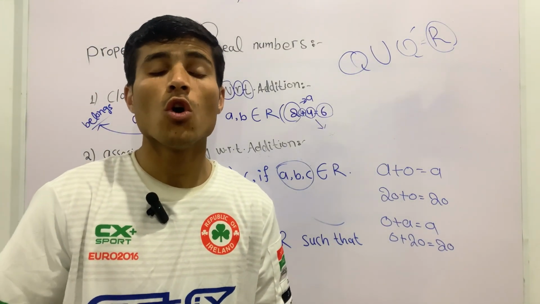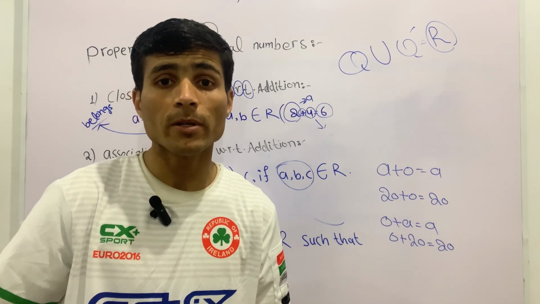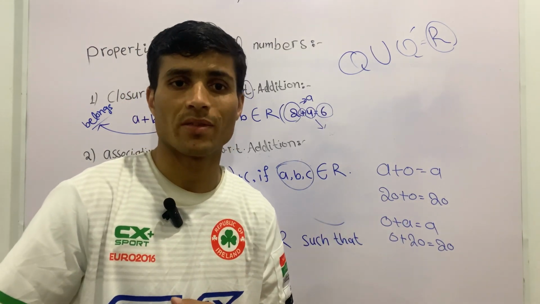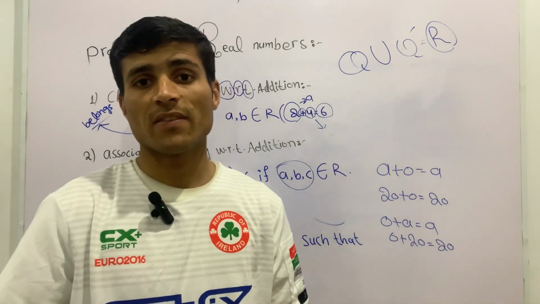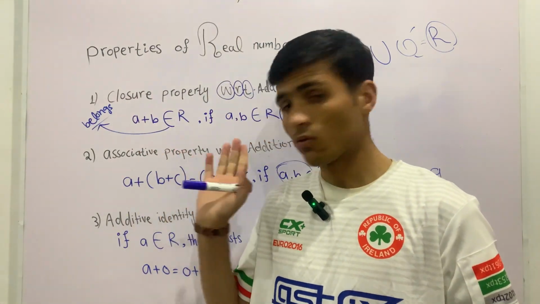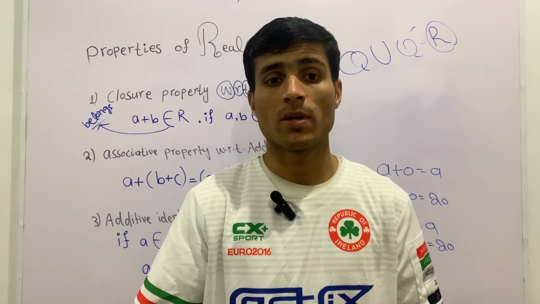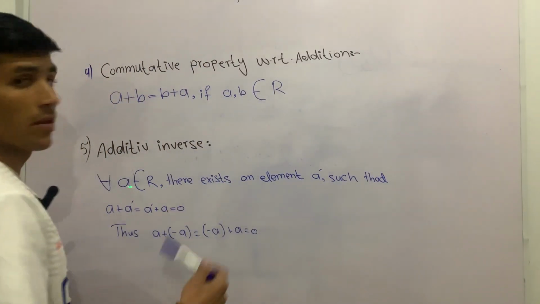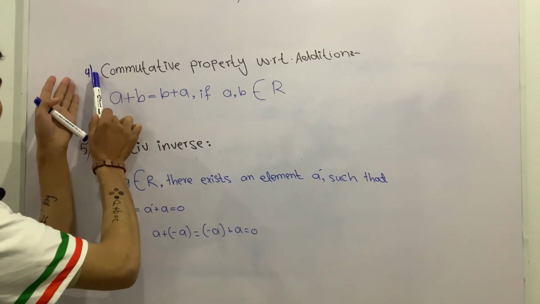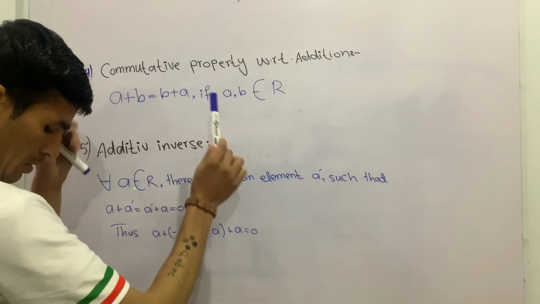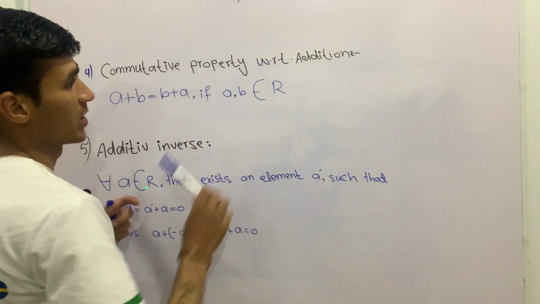If anyone asks you what the additive identity of addition is, it is the number 0, and 0 is a real number. So this was about the additive identity, the third property of real numbers with respect to addition. Now the fourth property with respect to addition, that is the commutative property with respect to addition.